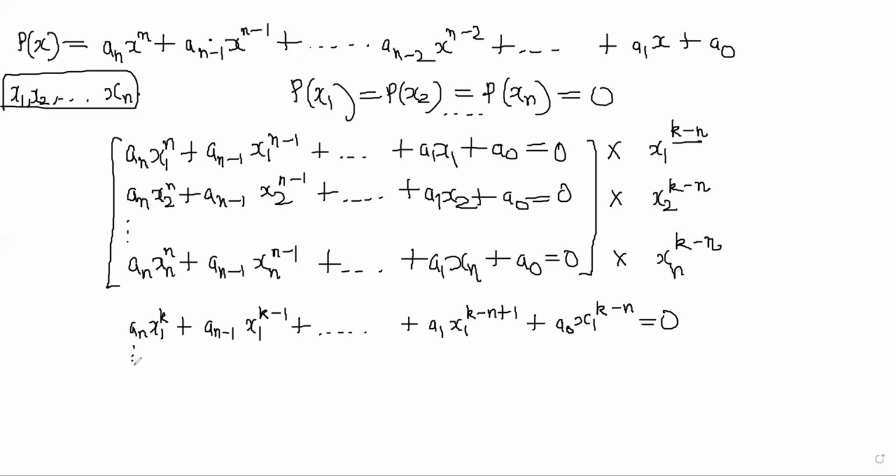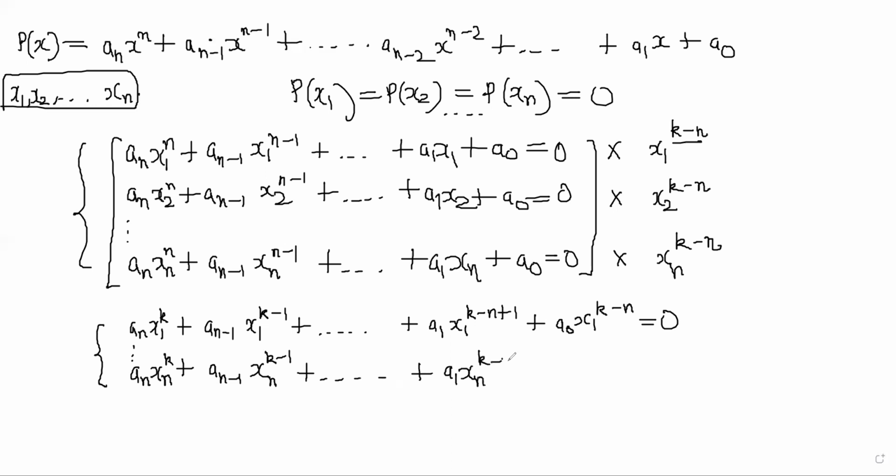And you will get similar equations for each of the roots till xn. You will get basically n equations. Everyone will have their own root and the powers are like this. So a1 xn to the power k minus n plus 1 plus a0 xn to the power k minus n is equal to 0.